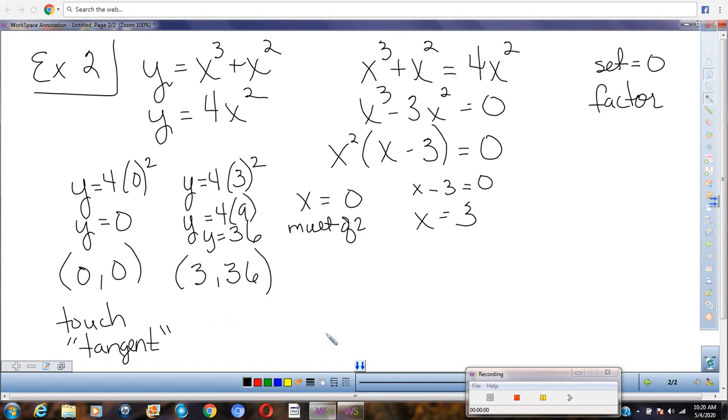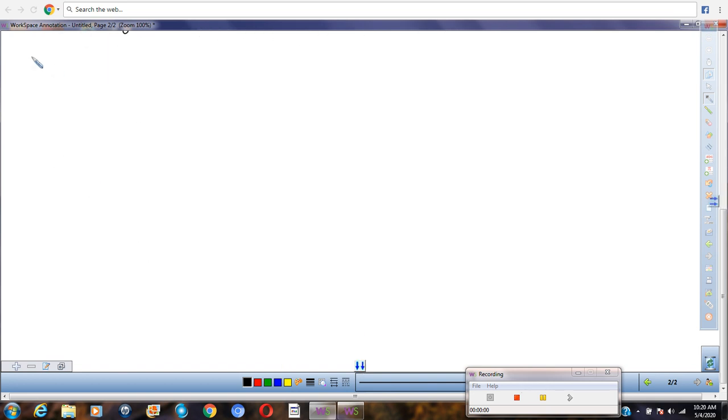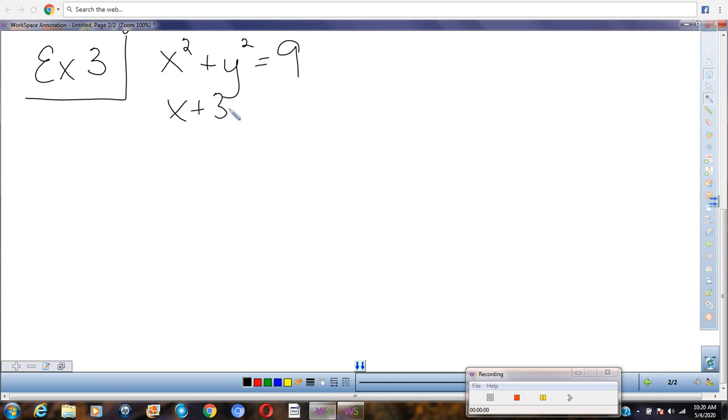Shall we try another one? Example 3. All right. Let's start off with x squared plus y squared equals 9. This is a circle, right, with a radius of 3. And we have x plus 3y equals 4. And we have a line. So, either we have a circle with a line that crosses through it twice, or we have a circle where the line just touches it. Let's see what happens.